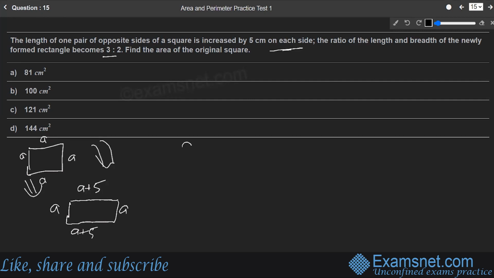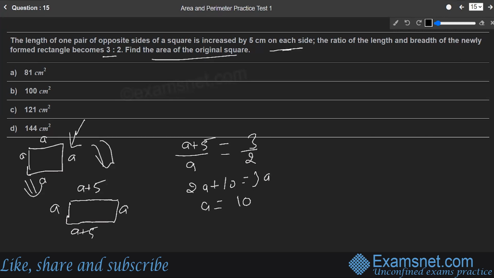So length is a plus 5 divided by breadth, which is still a, and this ratio is 3 is to 2. This is the new ratio, so we can calculate this by cross multiplication. So 2a plus 10 is equal to 3a, which gives the a value as nothing but 10. He's asking to find the area of the original square. The original square had side a, so the area is nothing but side square, that is 10 square, that is nothing but 100 centimeter square. That is the right answer, available in option number B.